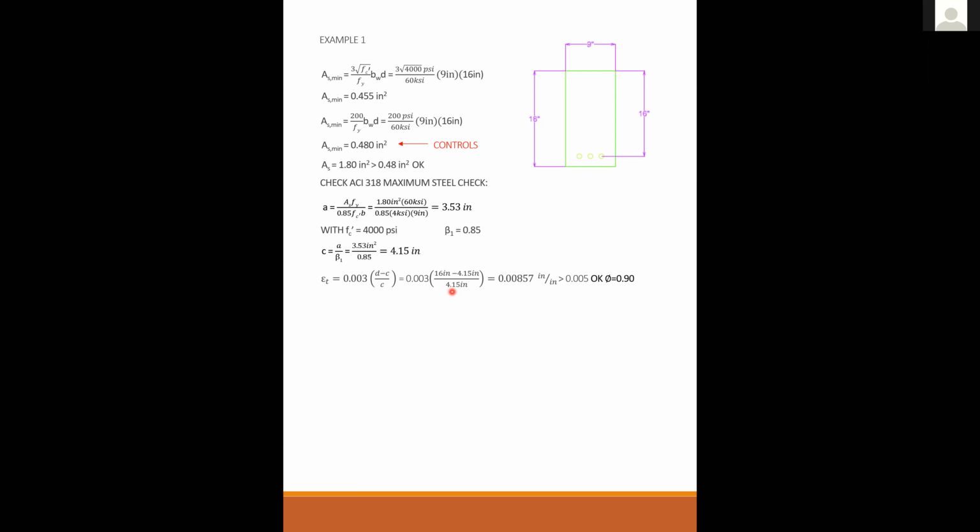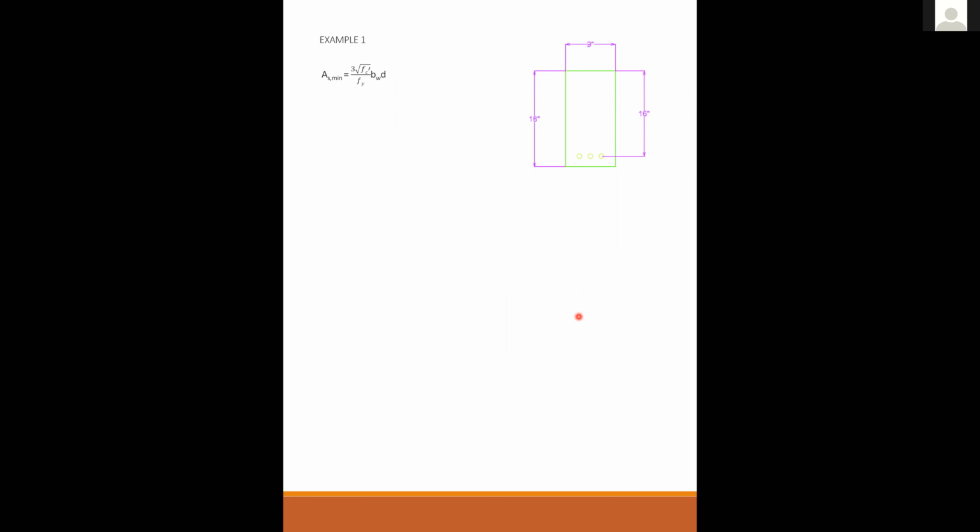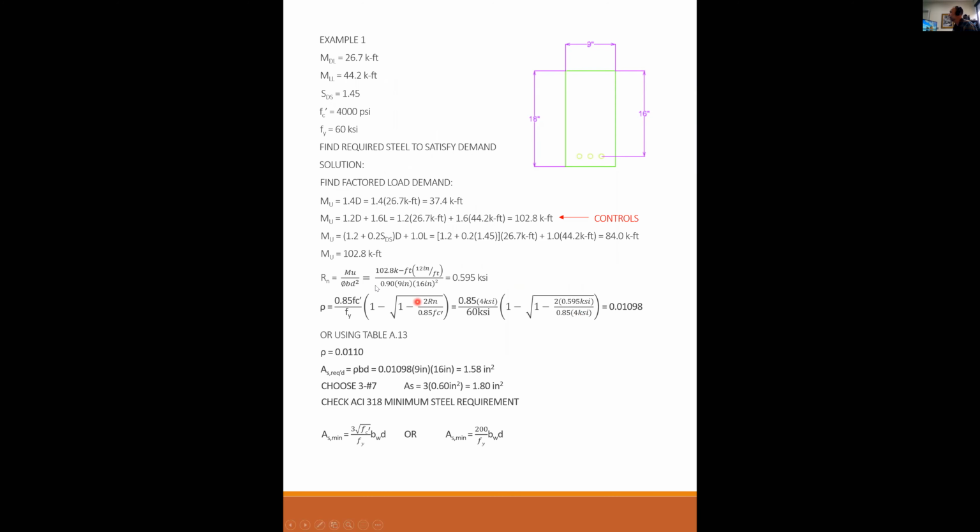And I have a question, Professor, for phi. Why did you use 0.9? Right here? Because this is greater than 0.005. Oh, I mean, go to your previous slides. I think you automatically use 0.9, even though we don't know the epsilon t. Okay. Yes, good observation. Yes. Okay, you're talking about right there. Yeah, that one. Yeah, okay. That's a great question.